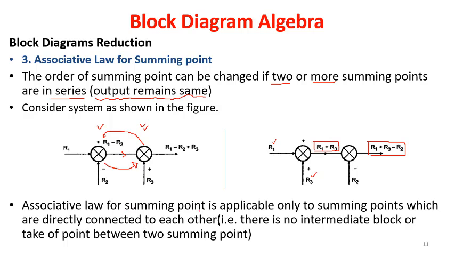The associative law for summing points is applicable only to summing points that are directly connected to each other. Directly connected to each other means like this. That is, there is no intermediate block. In between this connection there should not be any intermediate block, nor can there be any takeoff point in between. Only then can this rule be applicable.